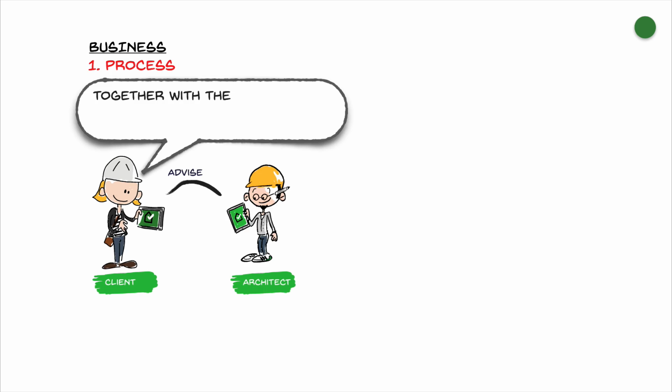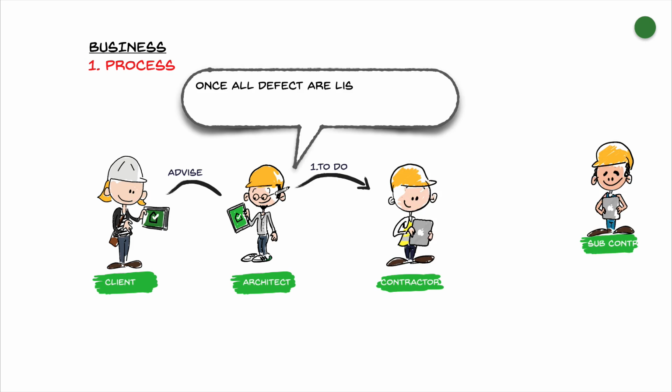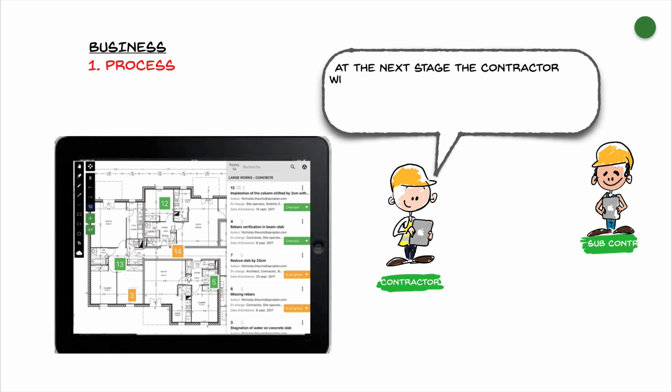As usual, together with the architect, you create snags of all defects that need to be repaired. The architect creates a point in the app for every defect he spotted. The status at this stage of the work is usually observed. This is a starting status of every remark annotation. Once all defects are listed, they are communicated to the contractor. He can then check each remark that is assigned to the correct type of trade and assigned to the correct subcontractor. He is not allowed to delete or archive any defects.